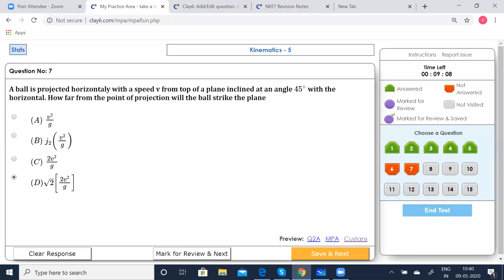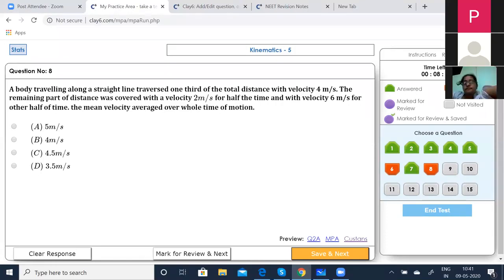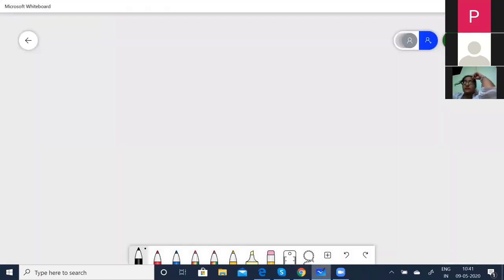A body traveling along a straight line traversed 1/3 of the total distance with velocity 4 meters per second. The remaining part of the distance was covered with the velocity 2 meters per second for half the time, and with velocity 6 meters per second for half of the other time. The mean velocity averaged over the whole time of motion is what? Okay, let's solve this.